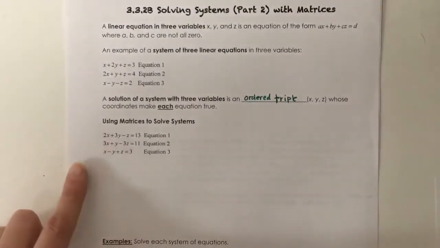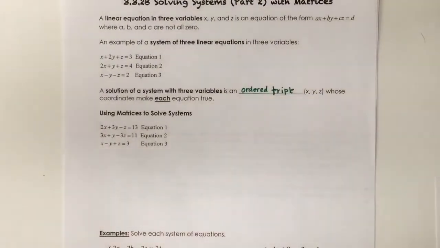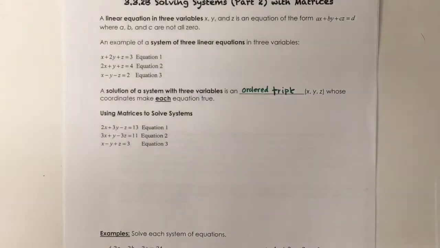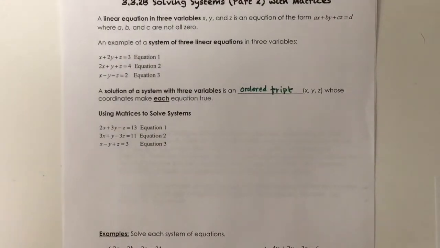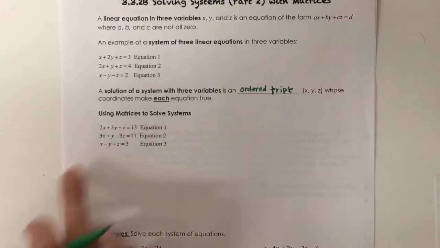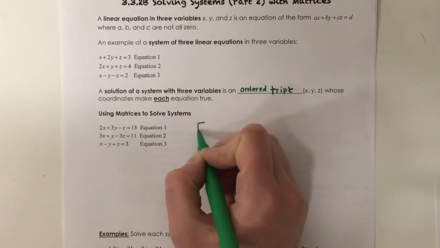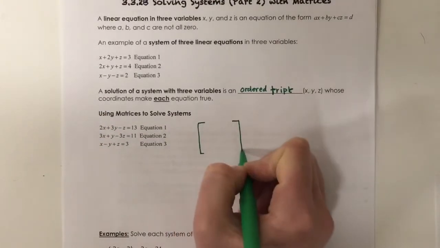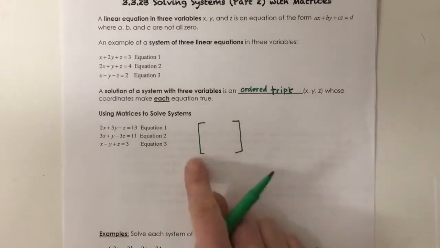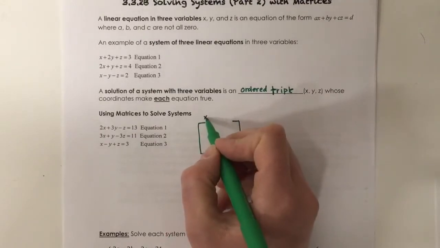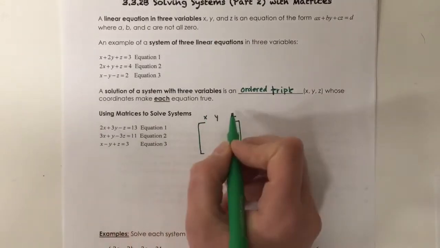So just like we did last class, we set up this matrix with our coefficients of each equation. So here, rather than having a 2 by 2, I've got 3 equations and 3 variables. So I'm going to set up this 3 by 3 matrix. The rows will represent my equations. The columns will represent my variables, x, y, and z.